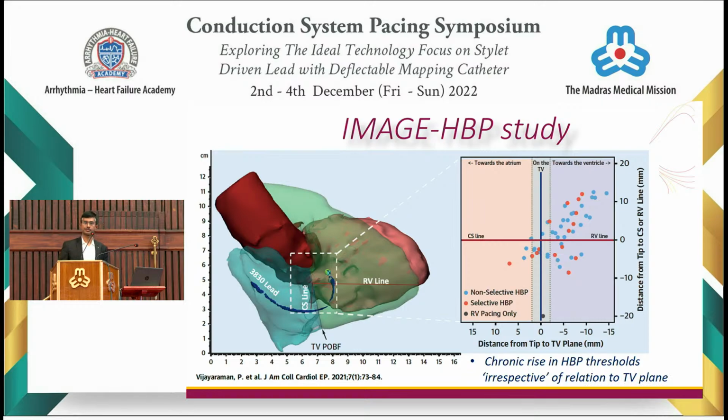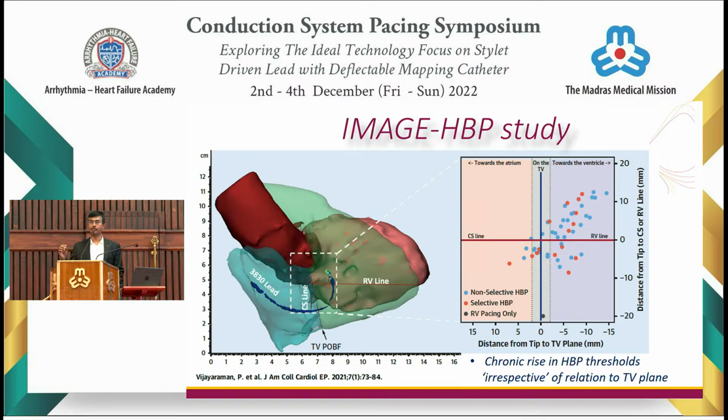And then, of course, as we all know, 88 and 83% were the acute and the long-term success rates of His bundle pacing. So we are more interested in understanding what was happening to the patients who have a long-term rise in His bundle pacing thresholds. And an important finding from this study was that whether you place the lead on the atrial aspect or the ventricular aspect of the tricuspid valve plane, it did not matter. Chronic rise in His bundle pacing thresholds was probably not related to whether it is placed in the atrium or in the ventricle.